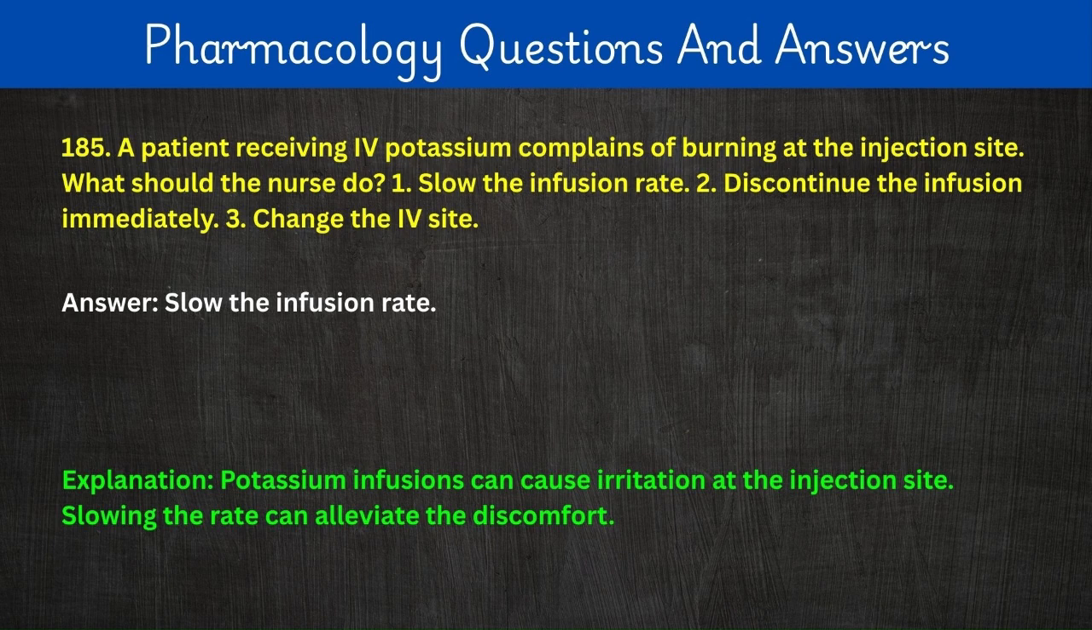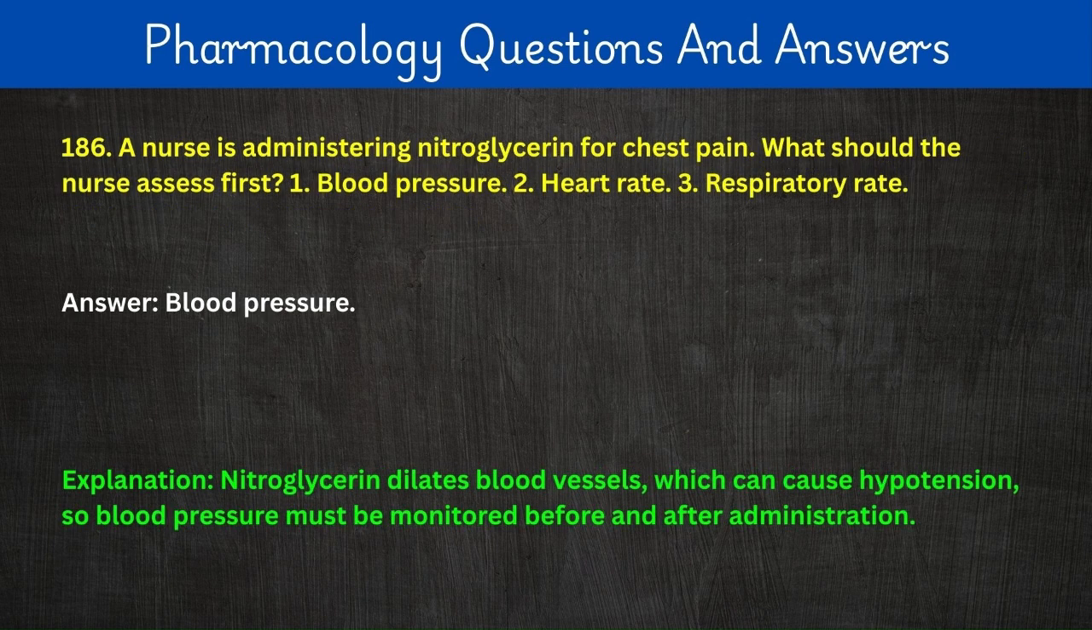185. A patient receiving IV potassium complains of burning at the injection site. What should the nurse do? 1. Slow the infusion rate. 2. Discontinue the infusion immediately. 3. Change the IV site. Answer: slow the infusion rate. Explanation: potassium infusions can cause irritation at the injection site. Slowing the rate can alleviate the discomfort.